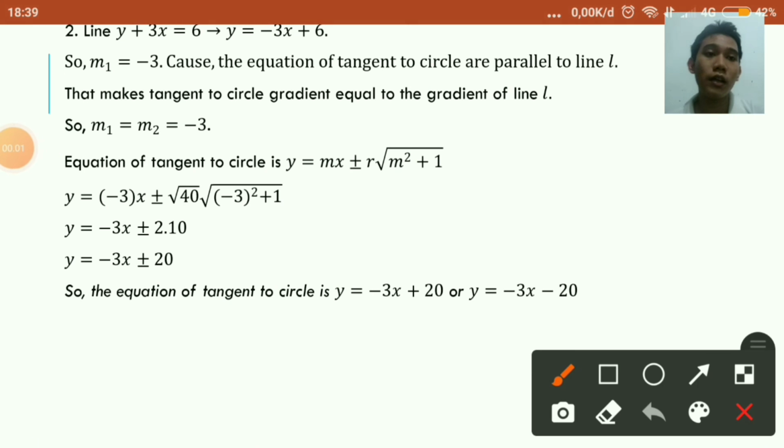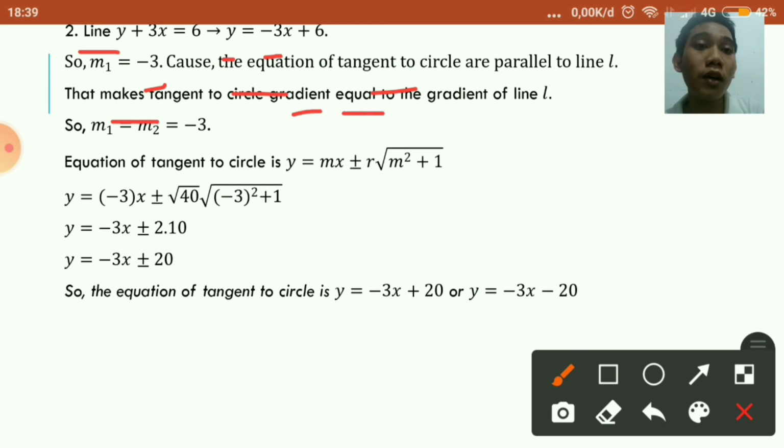Okay, for the second question, the line y + 3x = 6, we can get y = −3x + 6. So the gradient of this line is −3. Because the tangent to the circle is parallel to the line L, the gradient of the tangent equals the gradient of line L. So gradient 1 equals gradient 2 equals −3.